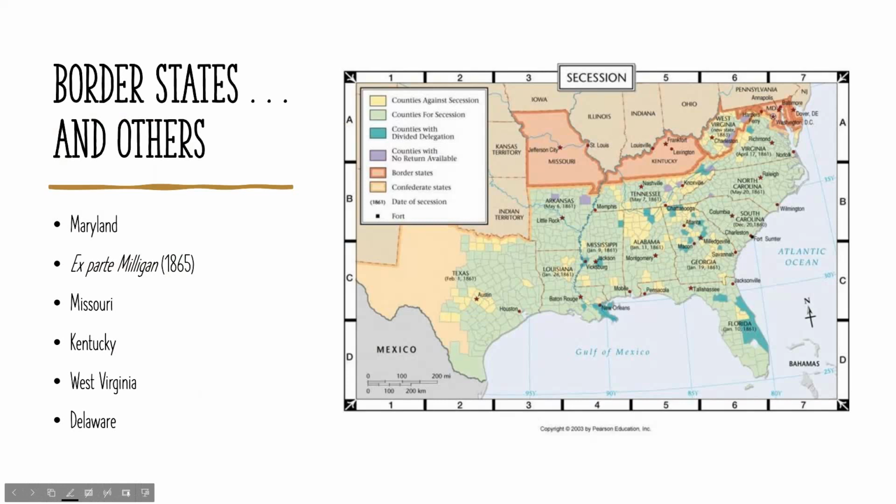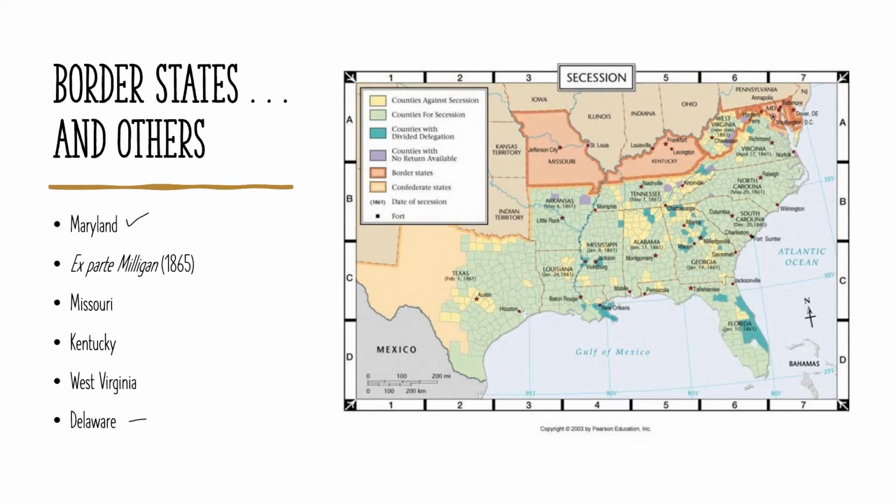Now, there are four states and one other that did not follow the southern states, even though slaves were held in their borders and they were considered slave states. First off, there was the issue of Maryland. In Maryland, slavery still existed. It was such a small group of people that actually had them that there was no real serious push for it.